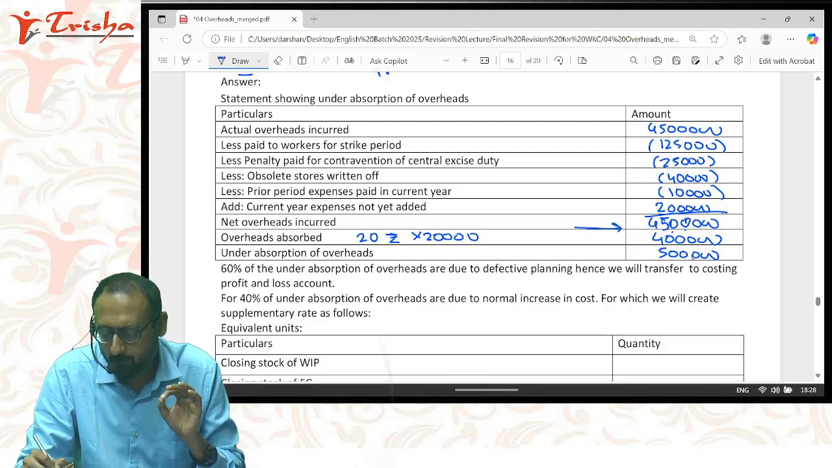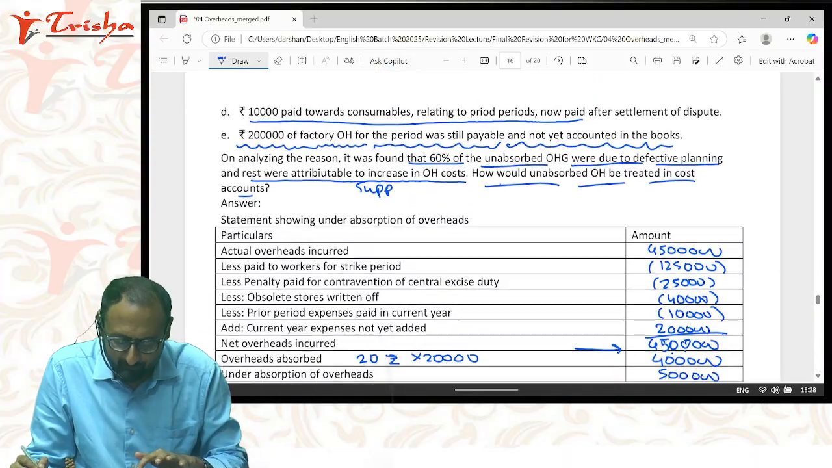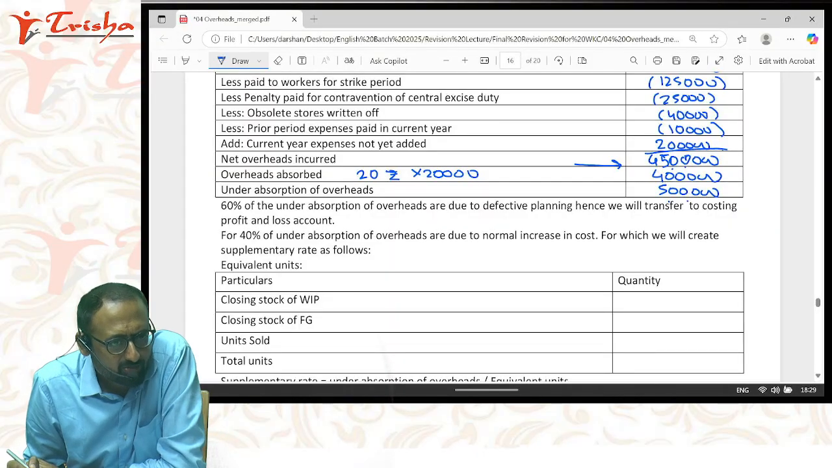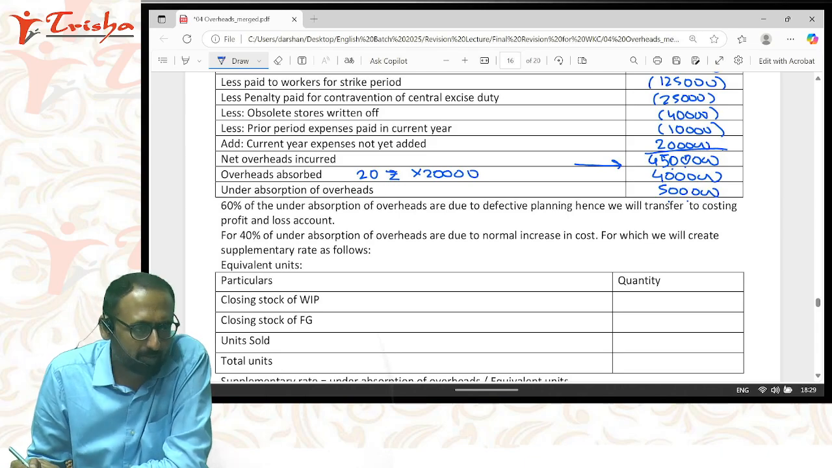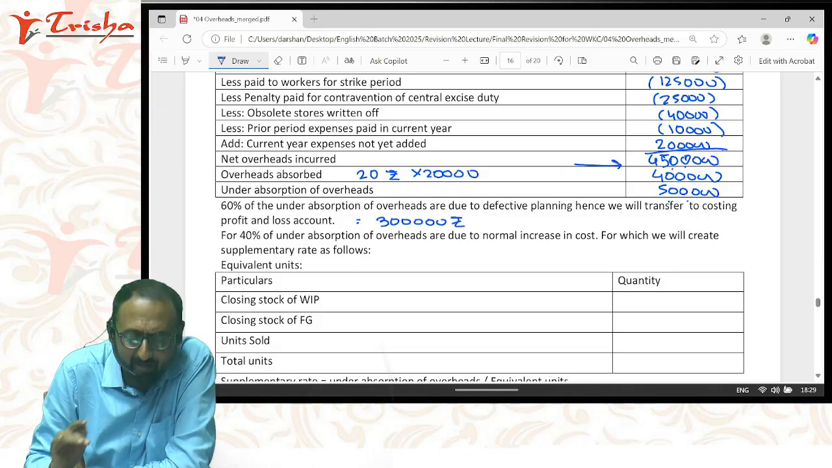Perfect, guys? Now on analyzing the reason, it was found that 60% of unabsorption of overhead was due to defective planning. So 60% will directly transfer to costing profit and loss account. 5 lakh multiplied by 60%, your answer comes to 3 lakh rupees. Direct transfer to costing profit and loss account.